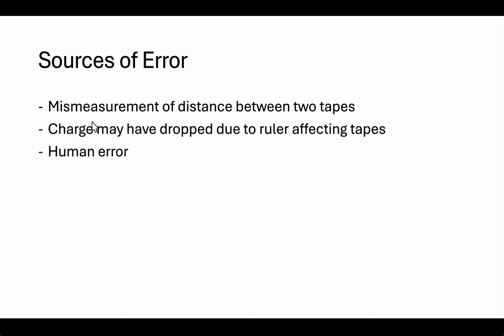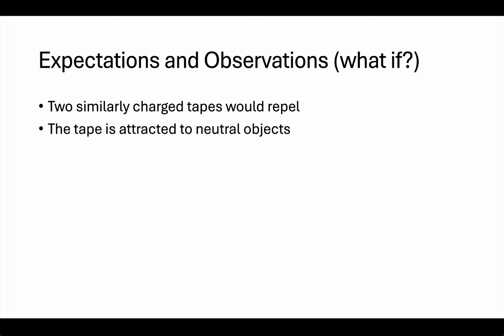Some possible sources of error are mismeasurement of the distance between two tapes. The charge may have dropped due to the ruler affecting the tapes, and then just regular human error. I didn't see really what-if questions, but I'm assuming those are just the questions throughout the experiment. I guessed that the two similarly charged tapes would repel, and that the tape would be attracted to neutral objects. Okay, thank you.